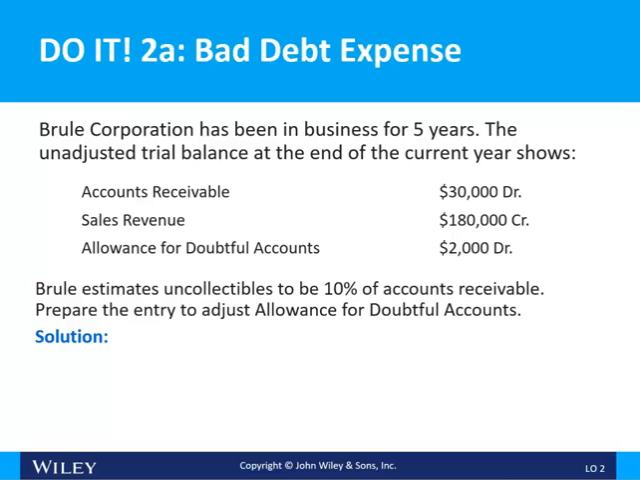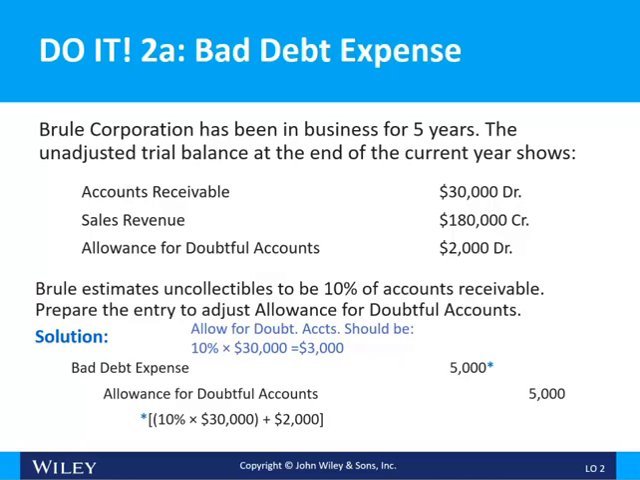So first we need to figure out what the balance should be in allowance for doubtful accounts before we can do the adjusting entry. So the allowance for doubtful accounts should be 10% of our accounts receivable balance, $30,000, so 10% of that is $3,000. Okay, so now we're going to debit bad debt expense, credit allowance for doubtful accounts. How much is that going to be?